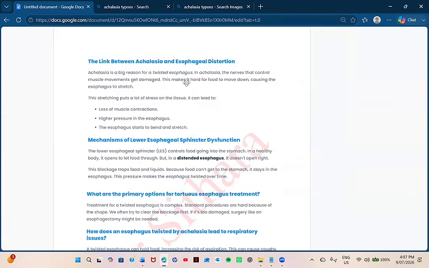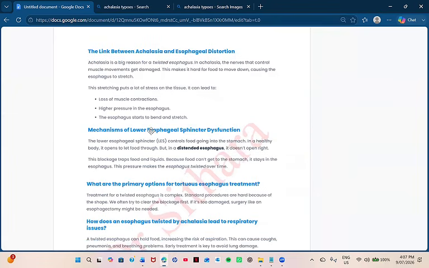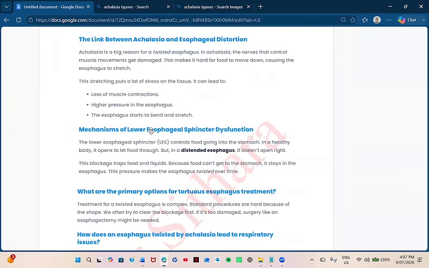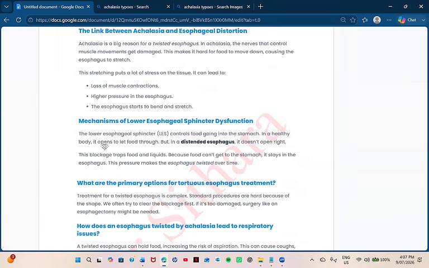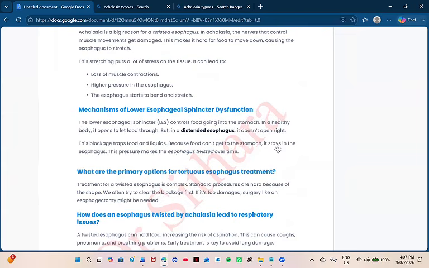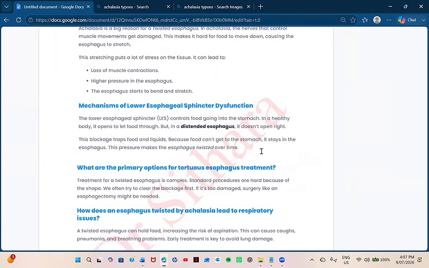In Australia, and no emergency as well. Okay, but I found out this is the UK guideline. So the mechanism is lower esophageal sphincter dysfunction. The lower esophageal sphincter controls the food. We all know that in a healthy body it opens to let food through, but in the distended esophagus it does not open. So this blocks and traps food and liquid, because people can't get it to the stomach.